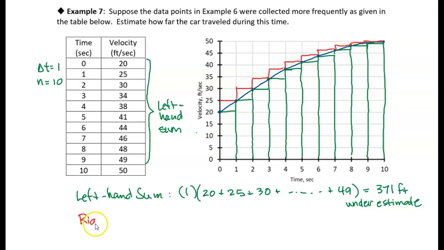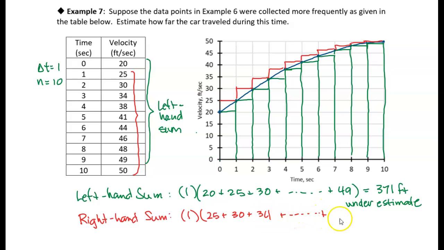So for the right-hand sum, the width of each rectangle is 1, so I'm going to factor that out. And now I'm going to start with the first right-hand data point, which is going to be the 25, and I'm going to add up all of these values. So I'm going to start with 25 plus 30 plus 34 and so on, all the way to 50 this time. And when I add those up, I got 401 feet. But you can tell this is going to be an overestimate.